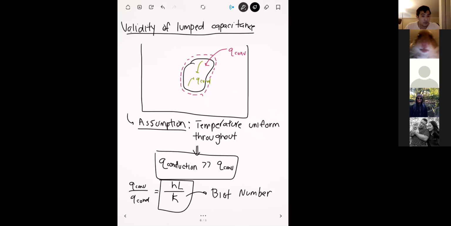Right. And so if you want to assess whether the lump capacitance method is valid, the way that you would do that is you compute the Biot number, okay? And generally, if you compute your Biot number and it's less than 0.1, then in these situations the lump capacitance method is valid.